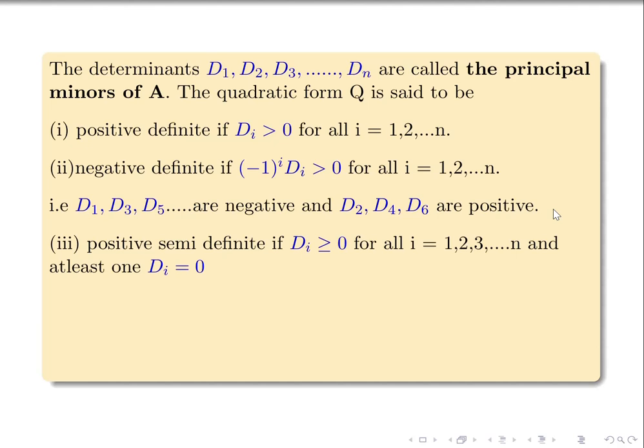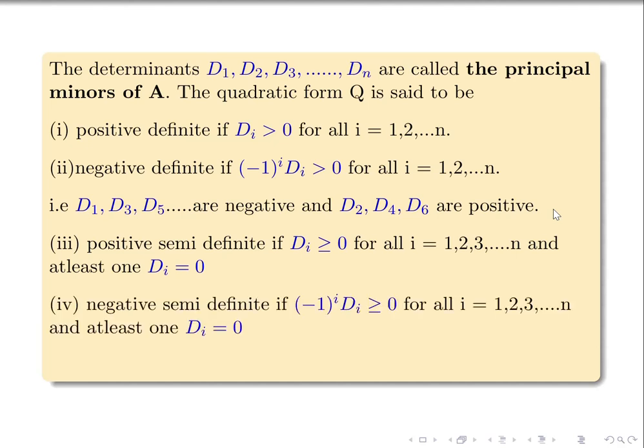If all the di are greater than or equal to 0, at least one di should be 0. If any one of the di is 0 and the remaining are positive, then we say it is positive semi-definite. Here at least one should be 0; more than one is also possible. The remaining should be positive. Similarly, the same condition holds for negative semi-definite, with at least one di being 0. Otherwise, we say it is indefinite.